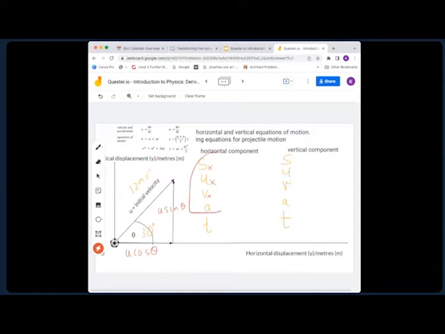And then what about time? So we know all of these are vector quantities, but what about time? Time is scalar, right? So there is no direction of time. This subscript represents the direction that it's traveling in. So this subscript has no direction. So our vertical component is going to be the vertical displacement, vertical initial velocity, vertical final velocity, and then the vertical acceleration, I guess. The time is the same for both.